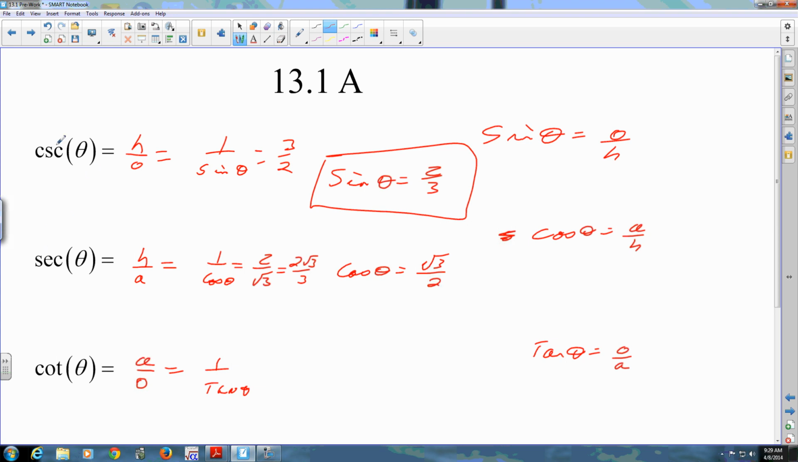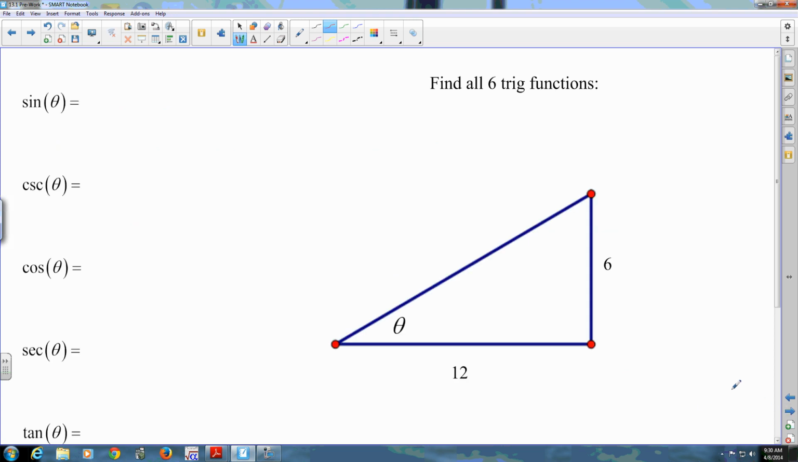It would be awesome if cosecant went with cosine, but it doesn't. It goes with sine. Secant would be great if it went with sine, but it doesn't. It goes with cosine. So perhaps a way to remember it is that the letter it starts with is not the letter it goes with. I don't know if that's too cryptic of a way to remember it, but this one's easy. Cotangent goes with tangent. Okay? So I'll work through some examples here with you.